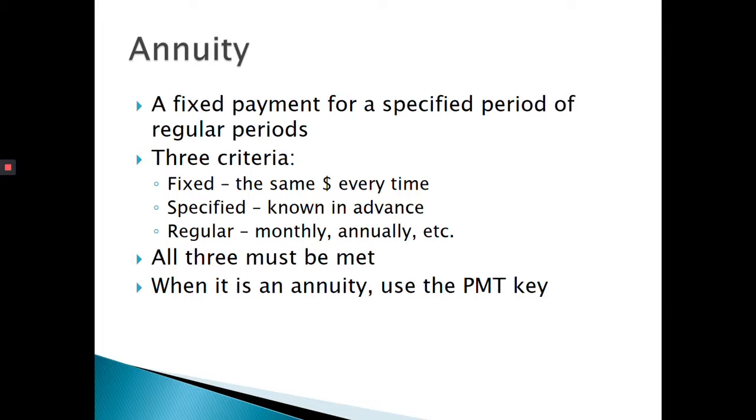What does that mean? Well, there's three criteria. It's fixed. In other words, the dollars are the same every time. So $100. It's specific. It's known in advance. So for the next 10 years. It's regular, it's monthly, it's annually, whatever. So if I invest $100 per month for 10 years, that qualifies as an annuity because it meets all three. And then we can use the payment key.